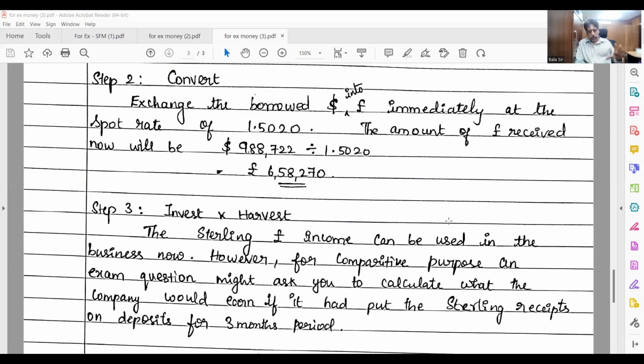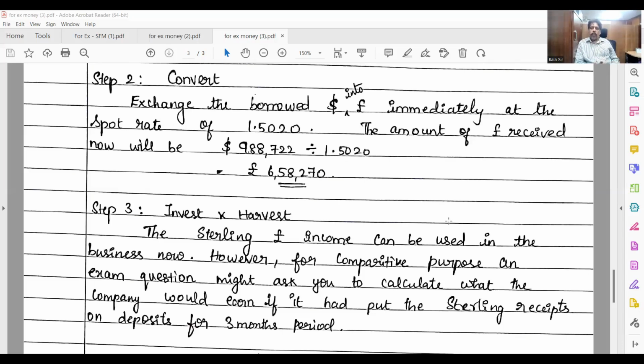Step 2, convert. Exchange the borrowed dollars into pounds immediately at the spot rate of 1.5020. The pounds received now will be $988,722 divided by 1.5020, which is £658,270. Did you all notice that we use a sell rate? Since you're going to sell the variable currency in the quote, you take the sell rate and divide, applying the rule. So it is 988,722 US dollars divided by 1.5020.